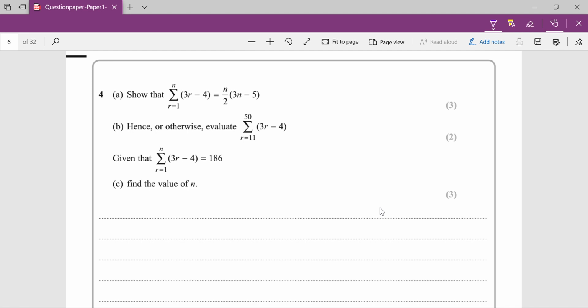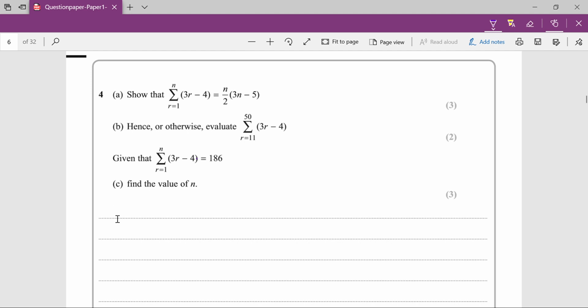Right, so we want to show that the sum from r = 1 to n of (3r minus 4) is equal to n over 2 times (3n minus 5).